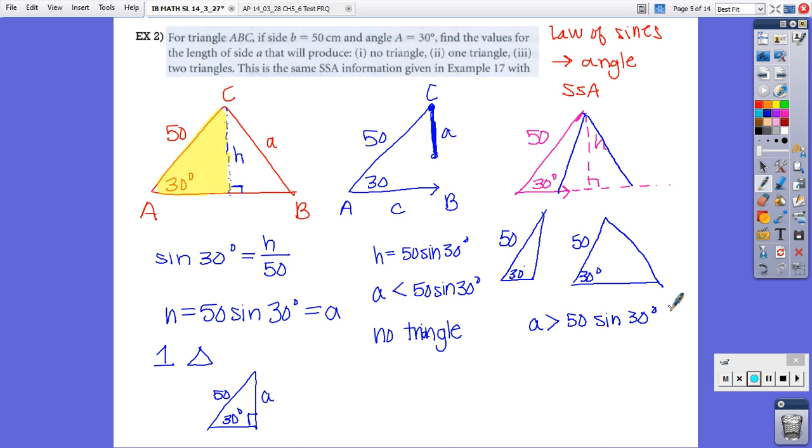So some books actually make you memorize when there's going to be two triangles, or to check for two triangles prior to doing the problem. And if you kind of remember this example, it should make sense. Visually speaking, if your side, that side A, happens to be bigger than the height, you get two triangles. If it's exactly the same as the height of the triangle, then it's one triangle. And if it's less than the height, then the triangle is just not even possible. All right? So I did want to go through that.